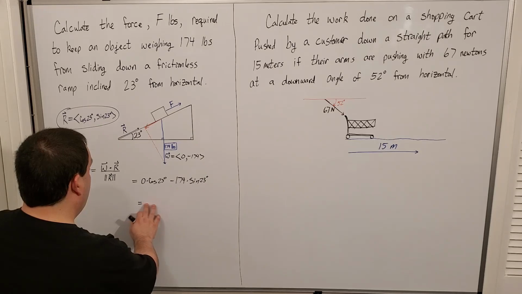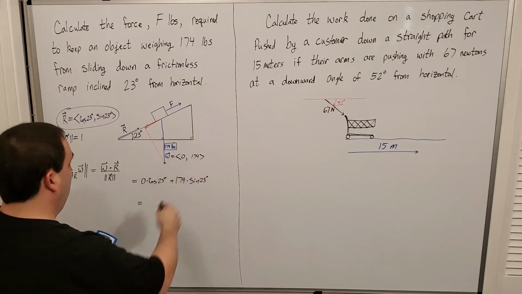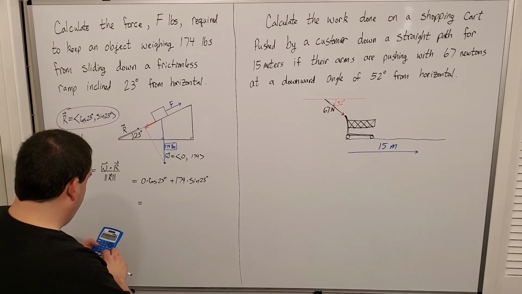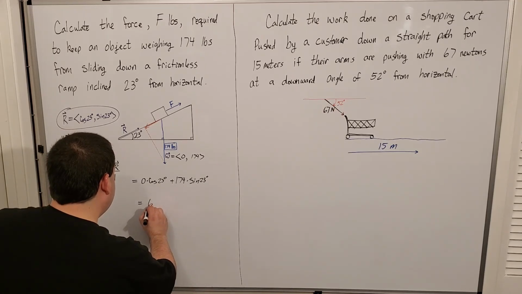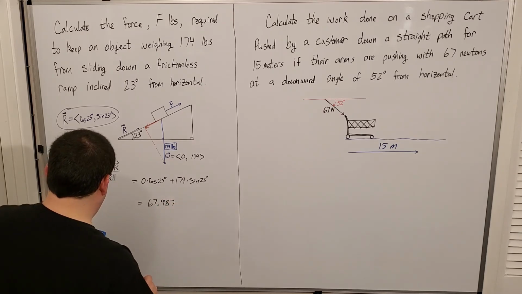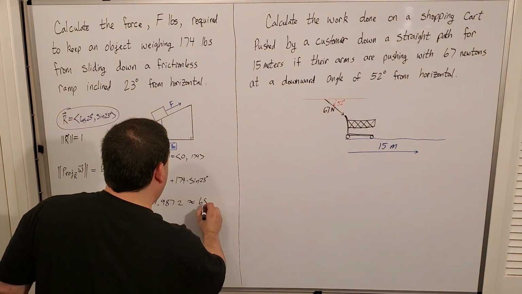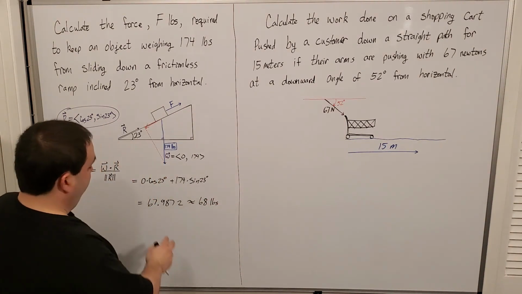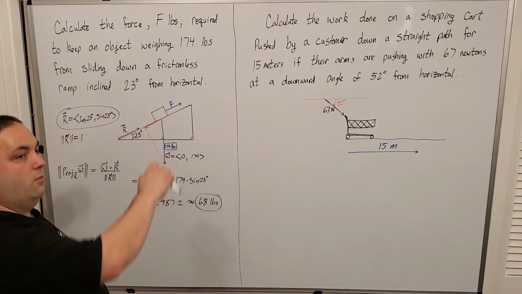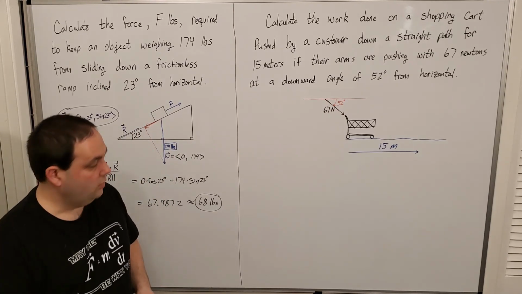Okay? So in fact, I'm not even going to bother putting it there. I'm just going to put a plus there because we're not going to worry about the negative. 174 times sine 23 degrees. I have 67.9872. So we may as well just go ahead and say 68 pounds. Of course, if you round up too much, right, you'll end up overcompensating the force and it'll start moving upwards. But close enough.